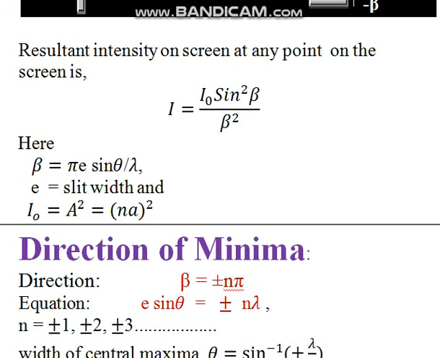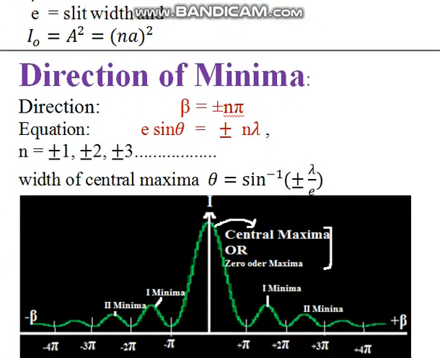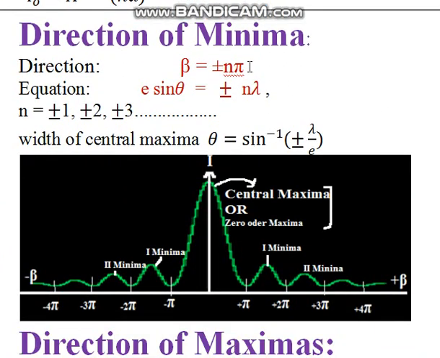Here, in the intensity formula, the direction of minima is given by beta is equal to plus minus n pi, and the equation satisfied by all the minima is given by e sin theta is equal to plus minus n lambda, where n is equal to 1, 2, 3. We never take n is equal to 0 here, because n is equal to 0 gives theta is equal to 0, which is the equation for the central maxima.